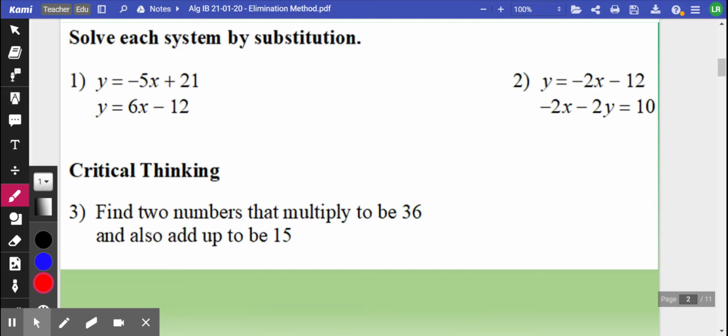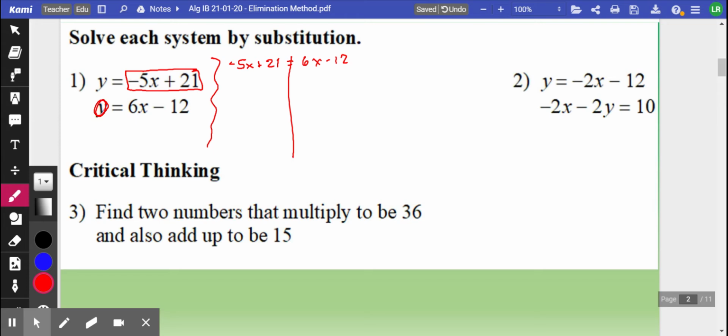All right, for substitution, this first one, number one, they're both solved, so we'll take that one. It says y equals, so I'm going to place it right here. And since the y is all by itself over there, essentially just put that negative 5x plus 21 right here in that spot. So I have negative 5x plus 21 equals 6x minus 12. And I'm going to solve that equation.